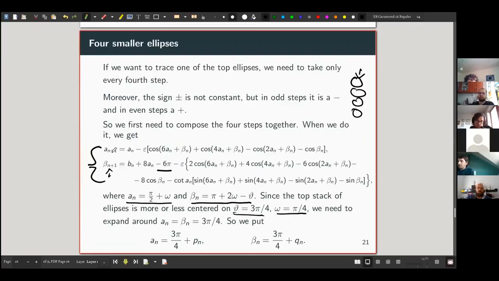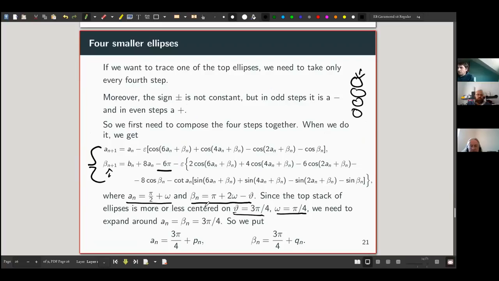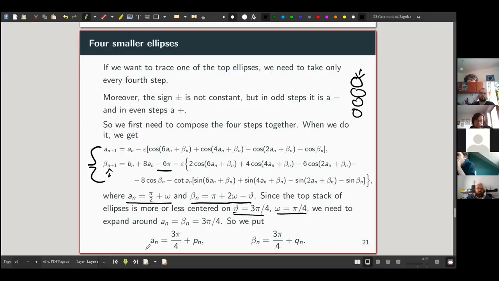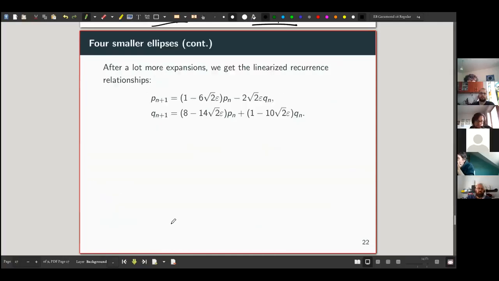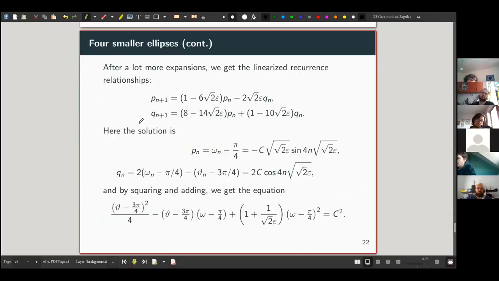And so after writing down these monstrous relations, we just go through the steps once more. We put in those new variables to just make it centered on the values that we want. And after some more expansions and linearizing, we get this kind of linear recurrence. And I won't even go through the solutions. I will just write it down and you can see it in here.